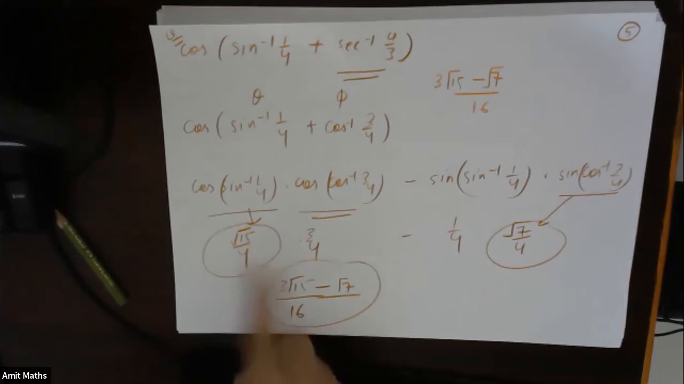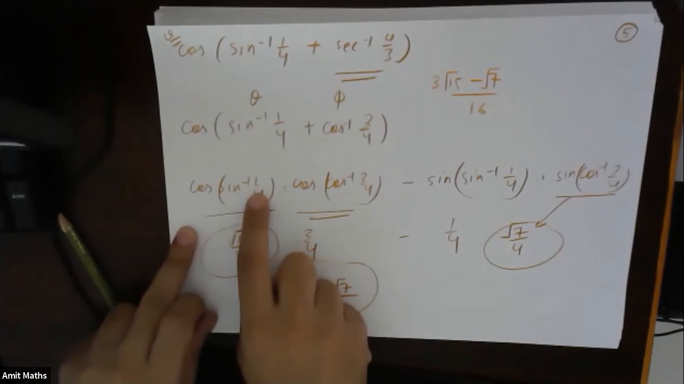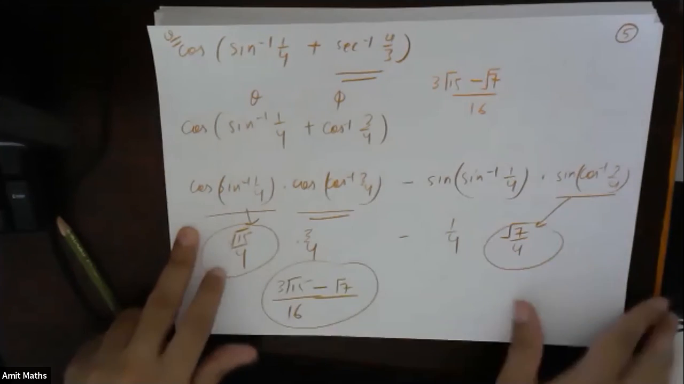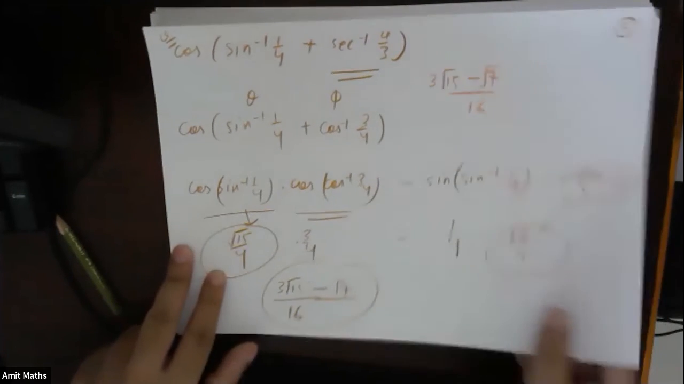This root 15 by 4. Okay, I'll explain this part. So this is cos of sine inverse of 1 by 4, right? So I'll show you how to convert this one. This one you can easily understand. So let's see.